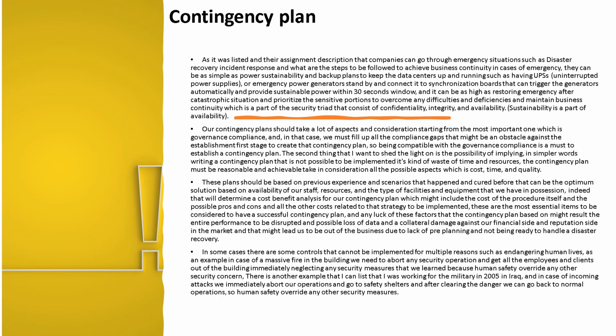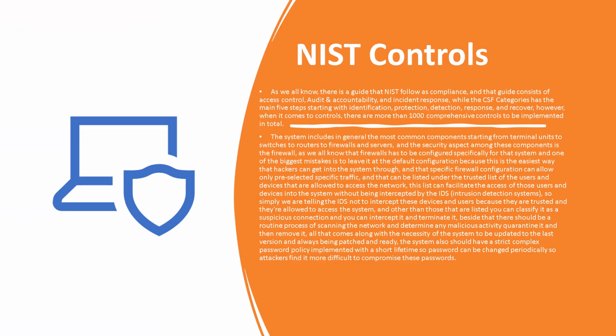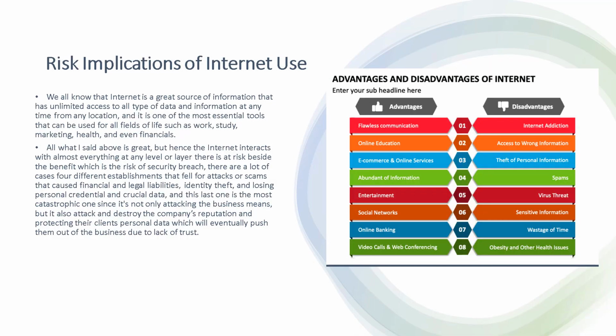And of course, since there are impacts and a possibility of a breach, we have to have a contingency plan, which is our backup plan in case we come under attack: how to react and restore the system to normal operations or to the initial condition. NIST controls: this slide will describe in detail the NIST controls and measures. And in this slide, I will shed light on the risk implications of internet use.